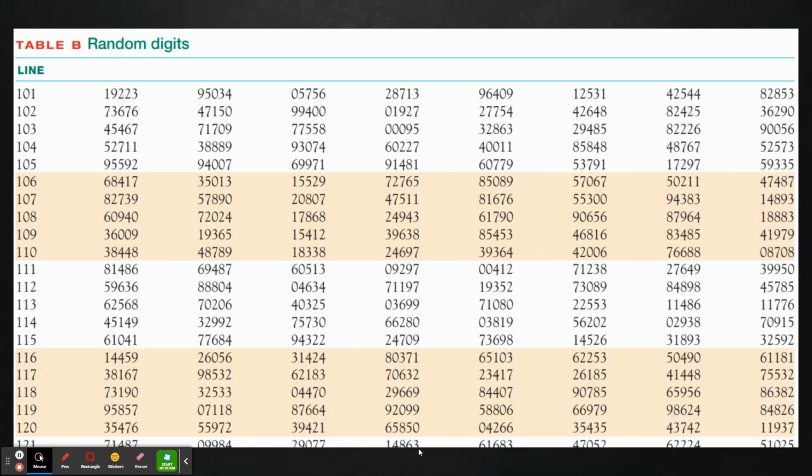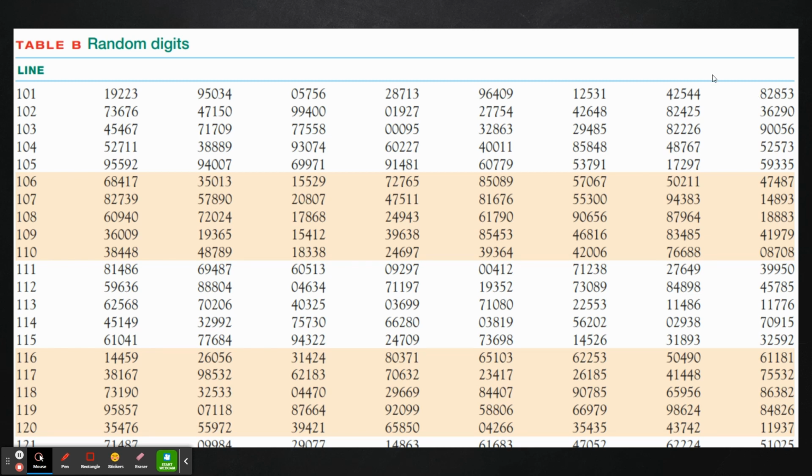This is a random digit table. Sometimes it's called table B, sometimes it's called table D. It just depends on who is providing the table. You'll notice on the left-hand side, we have line indicators. So each of these numbers on the left, 101, 102, and so forth, is an identifier for the rows. Then each row consists of groups of 5 digits that were somehow randomly generated and given to us. So this is supposedly a list across from left to right of random digits.